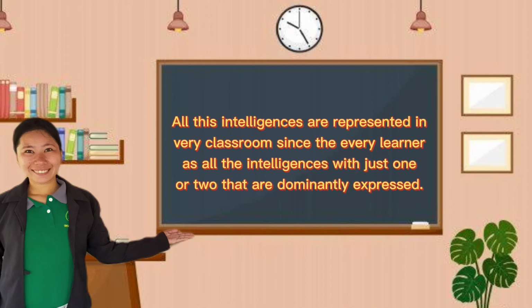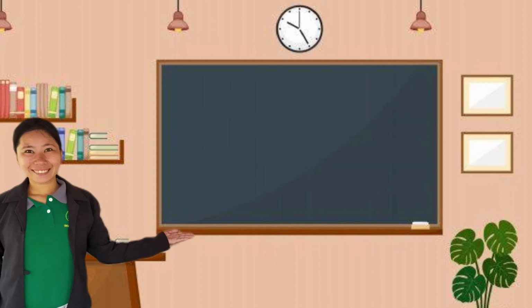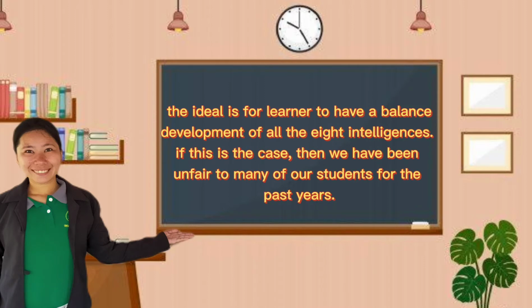All these intelligences are represented in every classroom since every learner has all the intelligences, with just one or two that are dominantly expressed. The ideal is for every learner to have a balanced development of all the eight intelligences. If this is the case, then we have been unfair to many of our students for the past years.